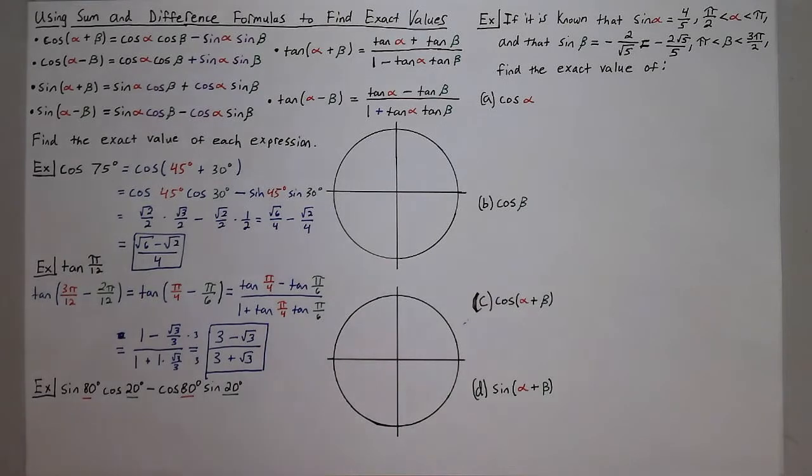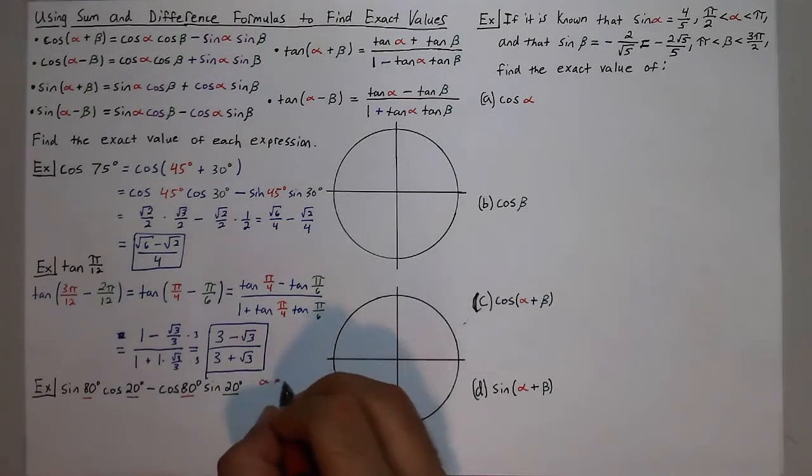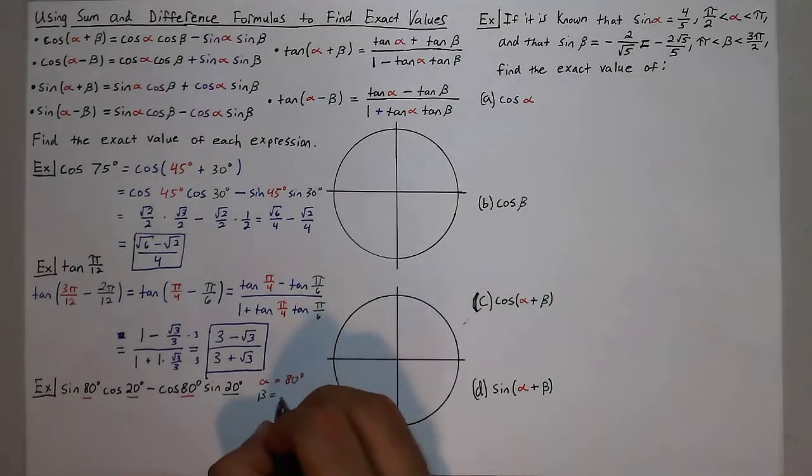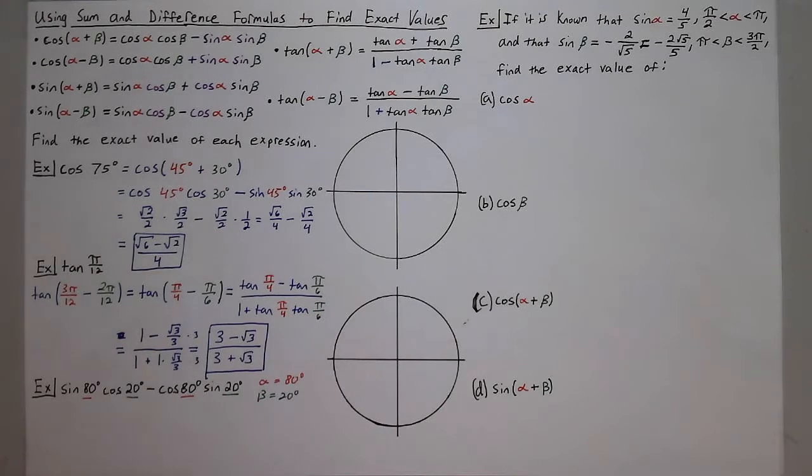So if I just imagine that alpha is equal to 80 degrees and beta is equal to 20 degrees, I can rewrite this expression as sine of alpha, which is 80 degrees, minus beta, which is 20 degrees. And then I can evaluate this expression instead. So sometimes you can use it to reduce your expression. This is just sine of 60 degrees, which is the square root of 3 over 2.